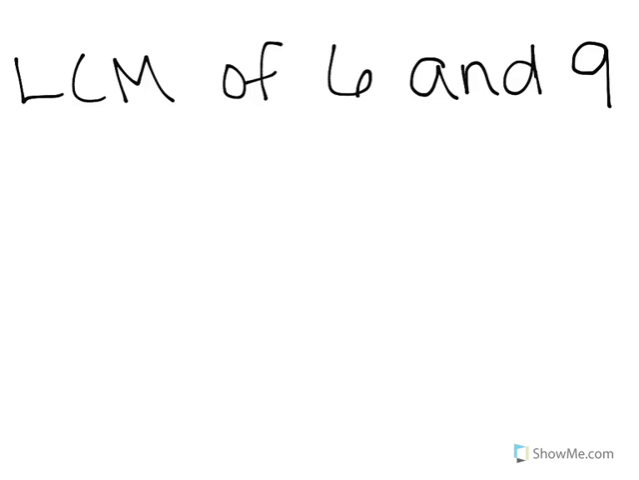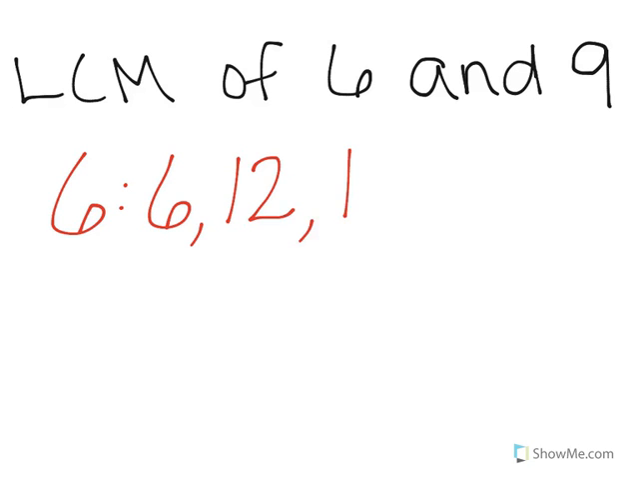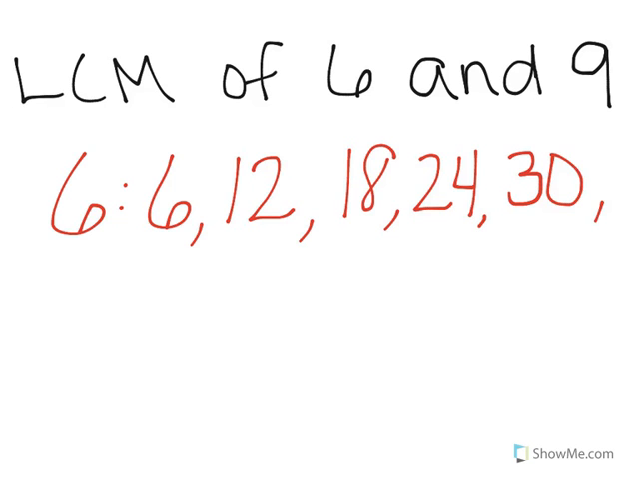Let's do another one and find the least common multiple of 6 and 9. First, I'm going to list those multiples of 6. 6, 12, 18, 24, 30, 36.